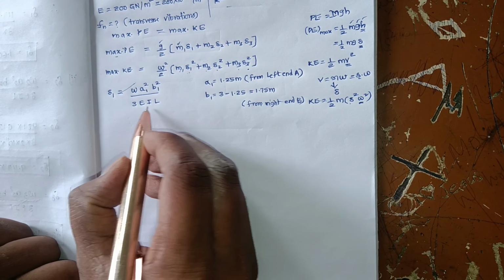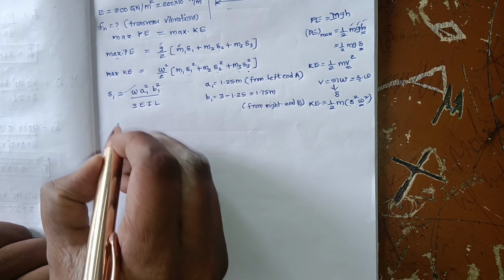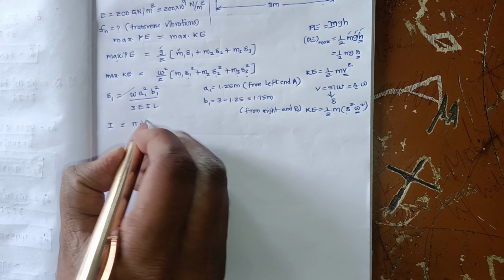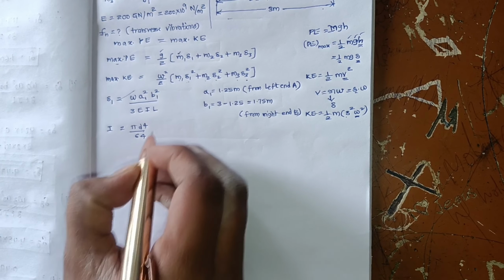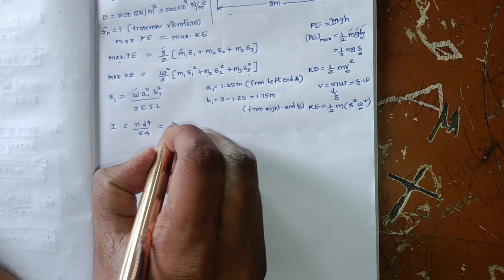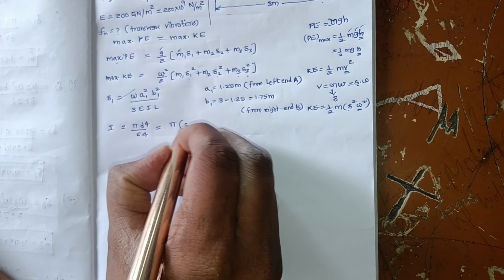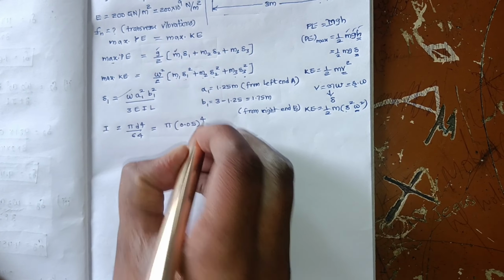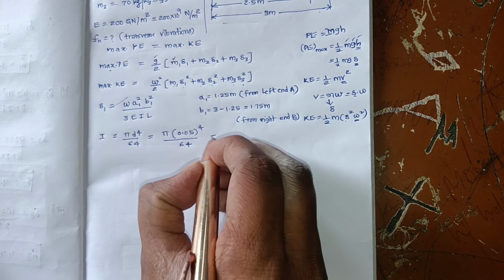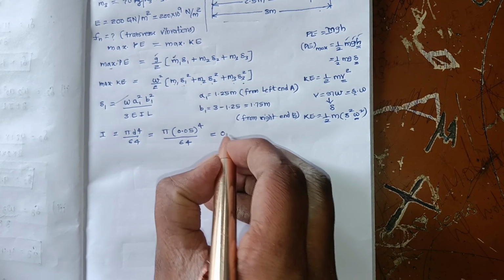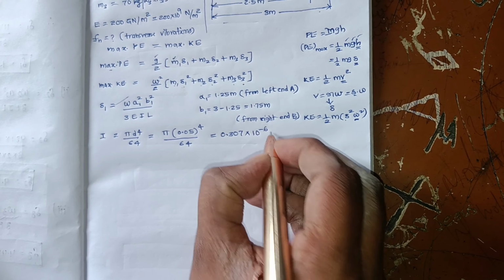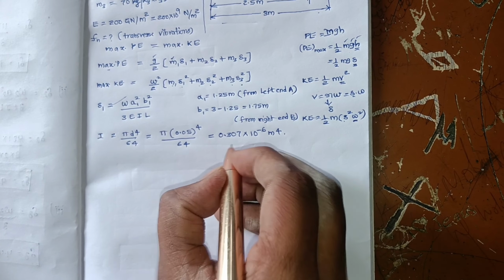Before that, you don't know the I value here. Here I is the moment of inertia. That is pi d power 4 by 64. Here you know the D value, that is 0.05 meters. So pi into D, what is D here? 0.05. pi d power 4 by 64. Then finally we will get the answer as 0.307 into 10 power minus 6 meter power 4. This is the I value.